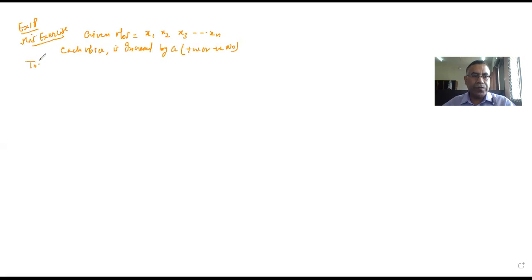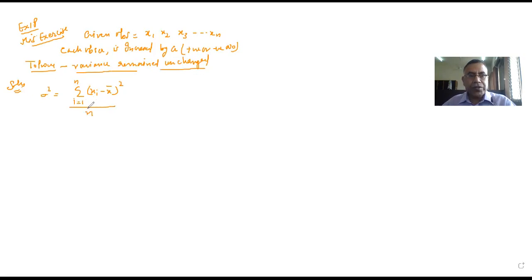To prove: variance remained unchanged. So this variance should be unchanged. This we have to prove. So now we know that we have the formula of variance as sigma, i equal to 1 to n, xi minus x bar whole square, divided by n.